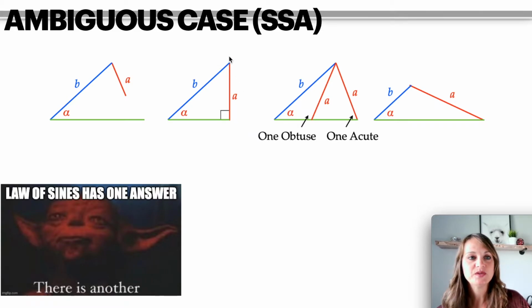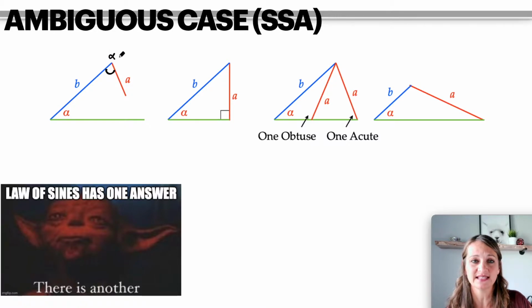There is a specific special case with law of sines called the ambiguous case. This happens if you have two sides and the angle not in between them. So for example, if you were given this angle right here, this alpha angle, then that wouldn't be a problem. The angle has to be the other angle, not in between them.